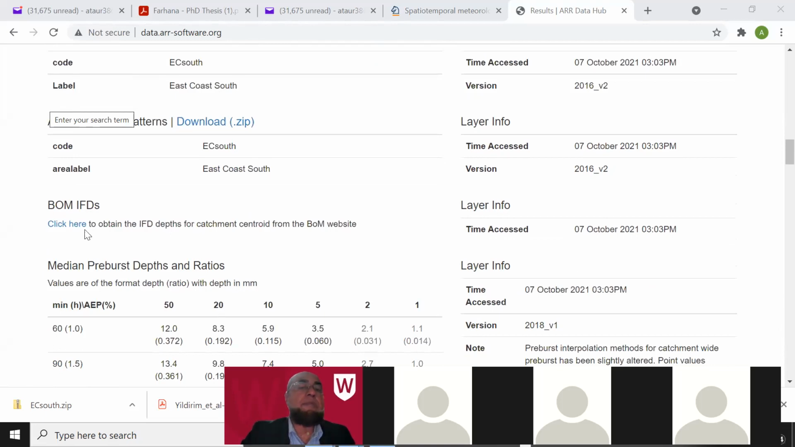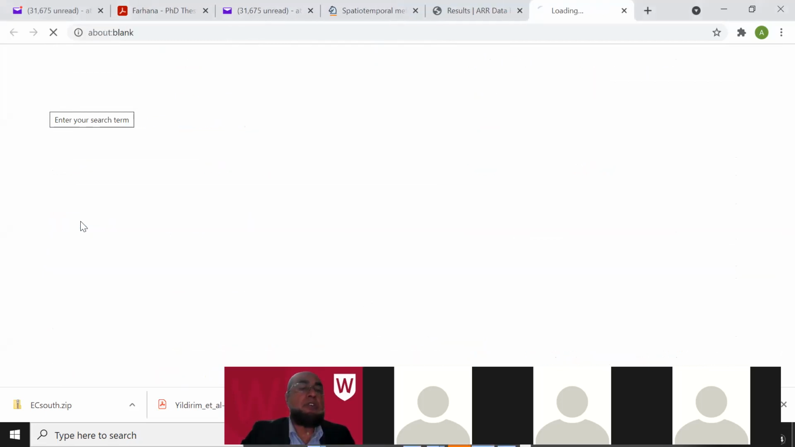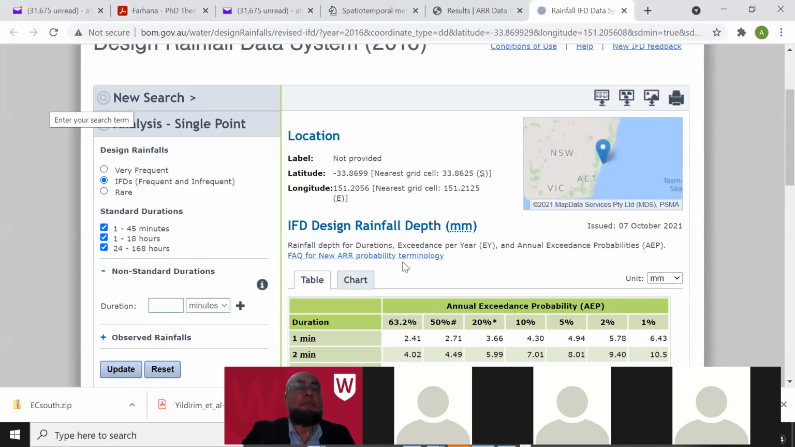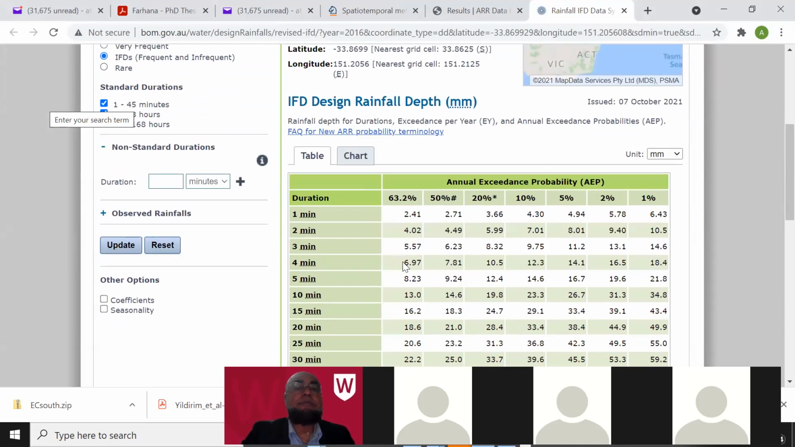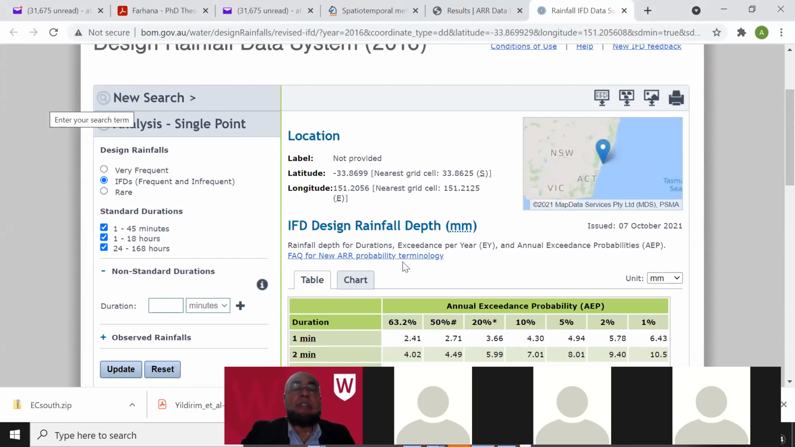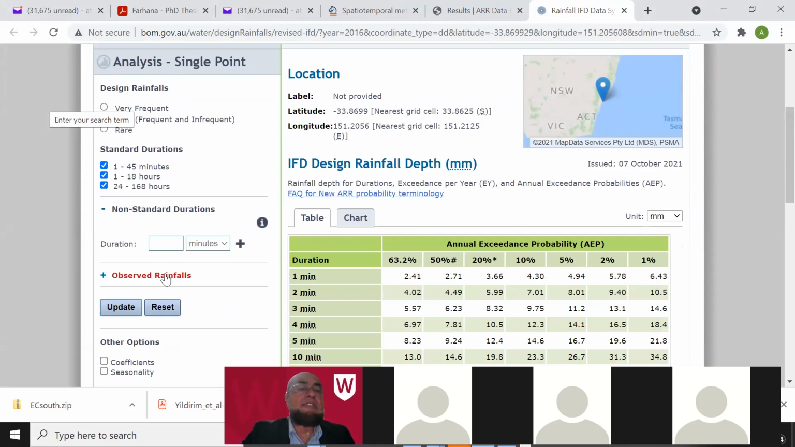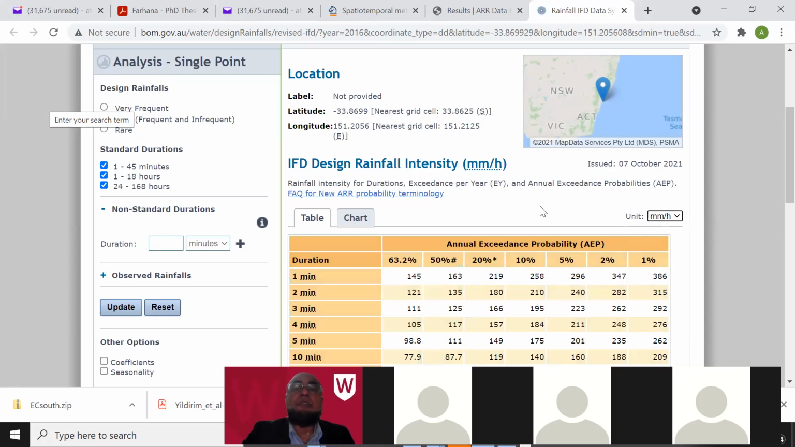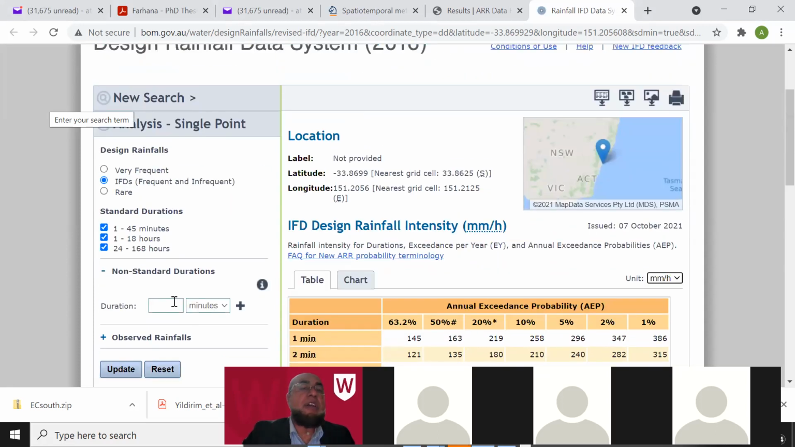Then IFD here. IFD means, I think we already showed you how to do the IFD. IFD is really the Bureau of Meteorology IFD calculator. So at that particular location, we can ask for any duration, or we can ask for the standard duration here, and we can ask for the rainfall in millimeter per hour in unit, and then you have the different rainfall, which is the very frequent.